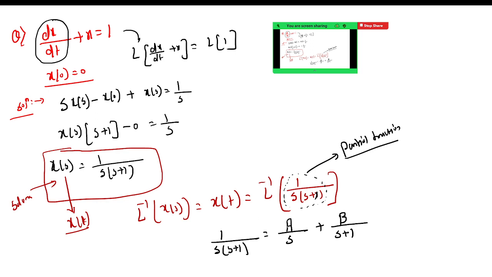So if by any means I am able to calculate the value of A and B, we can get the value of A by s and B by 1 plus s in some standard format of the Laplace transform, and from there we can understand the value of the time domain of x(t), right? So let's try to understand how we can solve this particular thing.